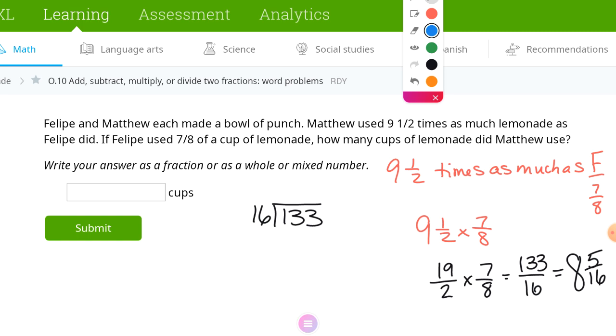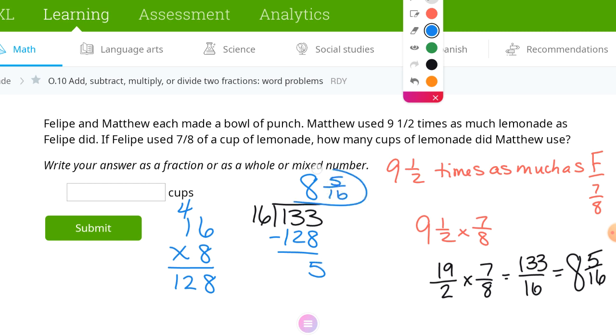Bryce, how many times do you think 16 goes into 133? 8. So if we go out to the side and do 16 times 8, we get 128. We have 5 left over. So 8 and 5/16 is correct.